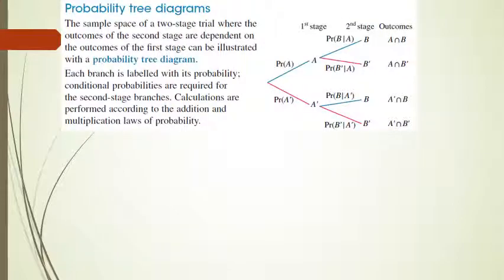Okay, probability tree diagrams. If you have a look, the first branch would be A, then the probability of B given A, and then we will get the outcome A intersection B. It's pretty straightforward to read from here, so I'll just let you have a read of it.